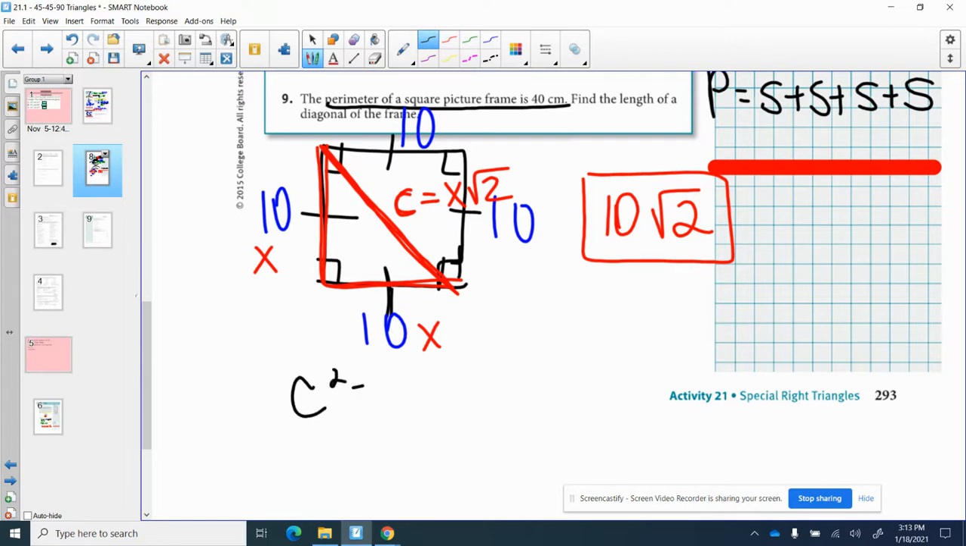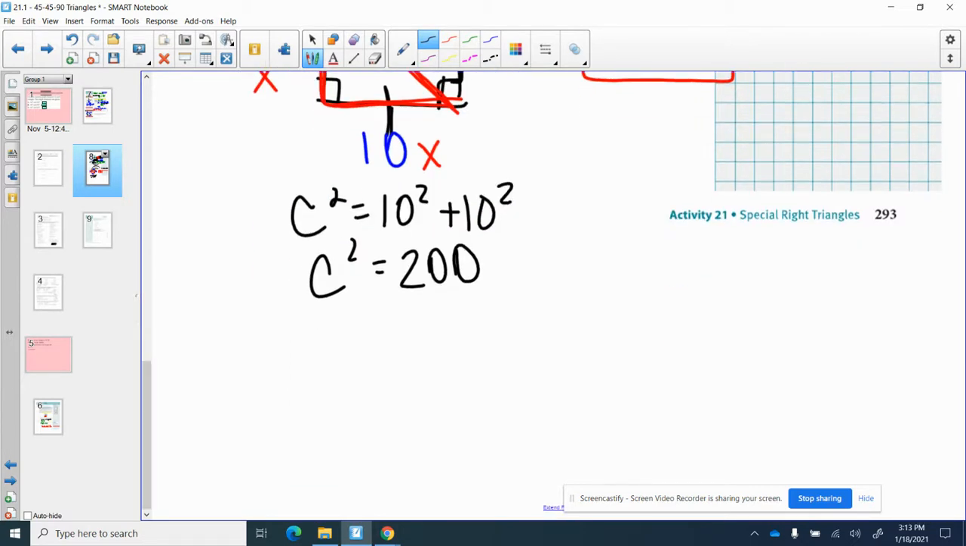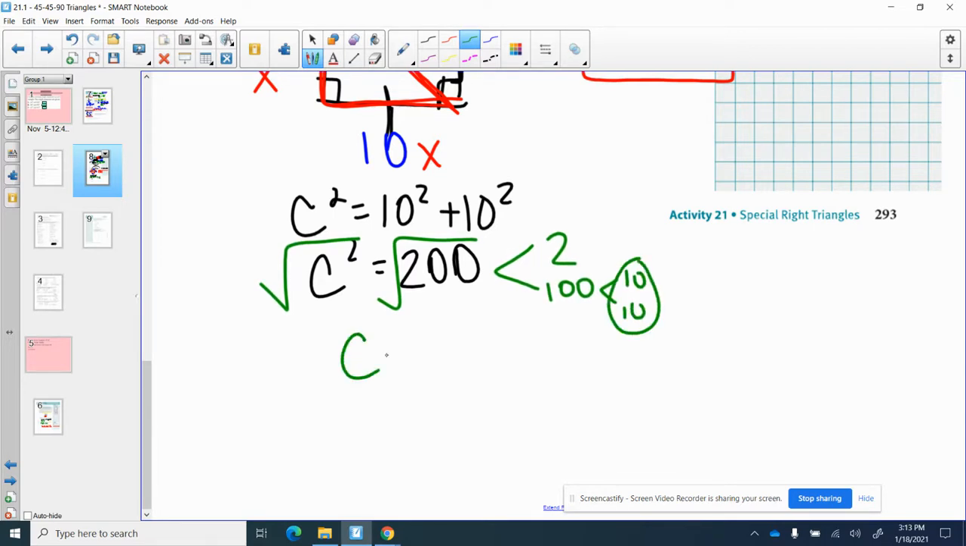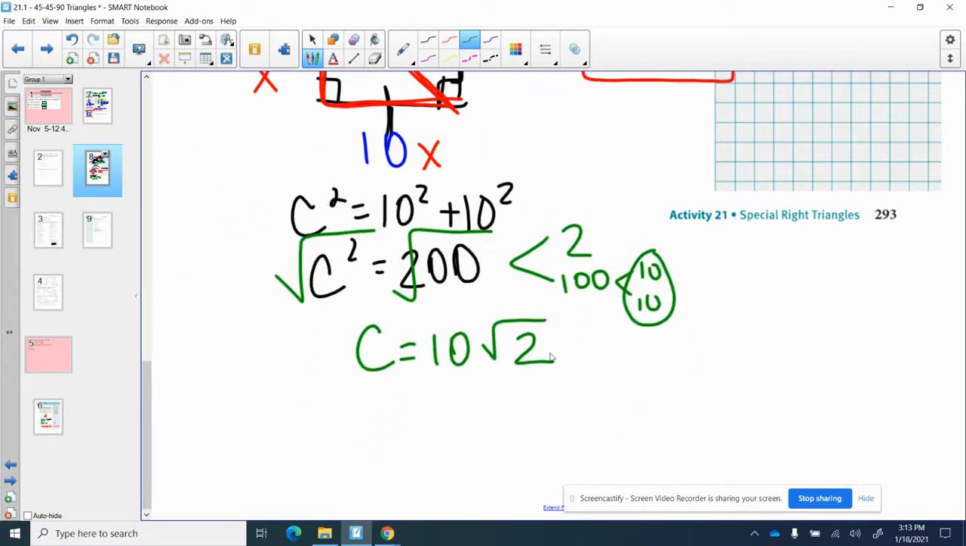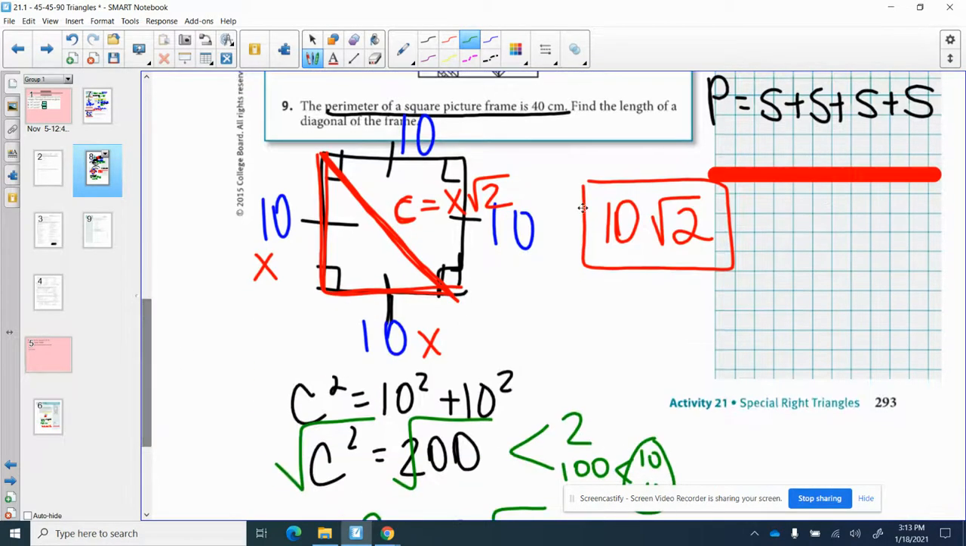So c squared equals 10 squared plus 10 squared. 10 squared is 100, so add them together, c squared is 200. And then when we square root, we know that 2 times 100, which is a perfect square, leaves us with c being 10 square root 2. So again, you get that same answer that we had before. It just took us a lot longer than using our new shortcut.